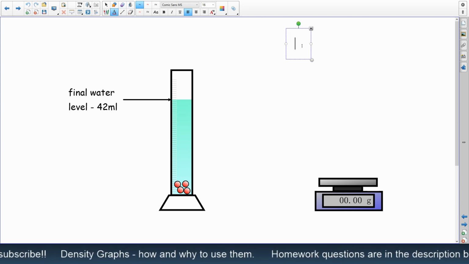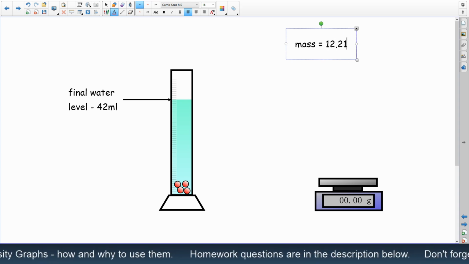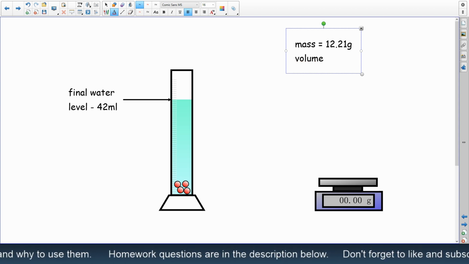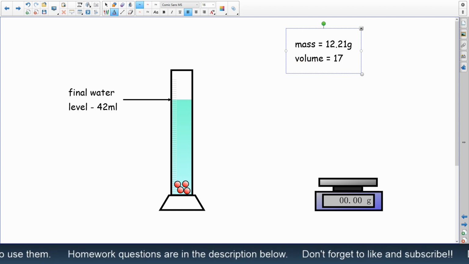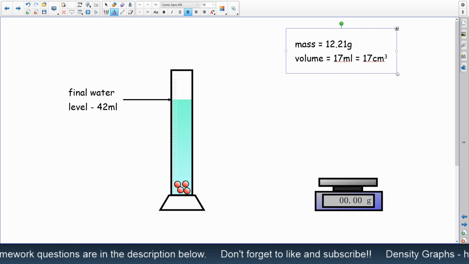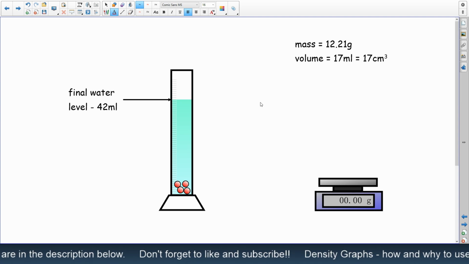So we can now say that the mass was equal to 12.21 grams, and that the volume of this is equal to 17 milliliters, which is 17 centimeters cubed, as we're at extreme pains to tell you that milliliters and centimeters cubed are the same thing.